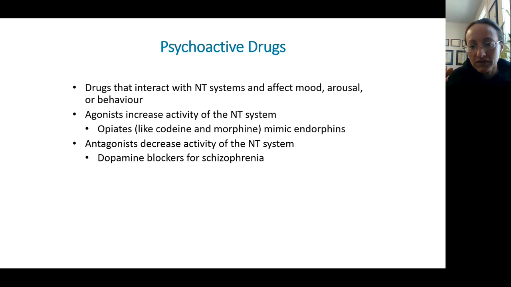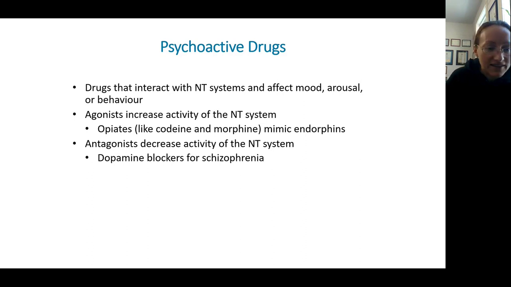So these psychoactive drugs come in two main forms. There's the agonists and the antagonists. An agonist increases the activity of that neurotransmitter system. For example, morphine mimics endorphins. They fit into that, like a counterfeit key that fits into that lock. Okay, so that's an agonist.